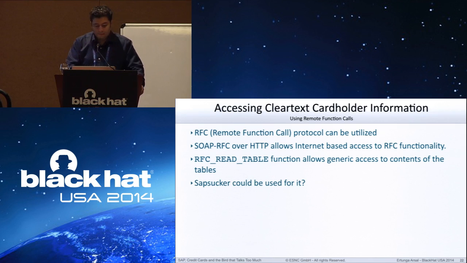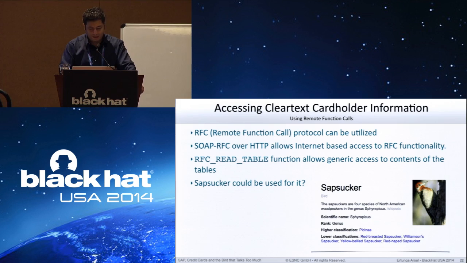So we could use the Sapsucker for it. Do you know what Sapsucker is? There's a bird. I mean, interestingly, woodpecker, and it's called Sapsucker.